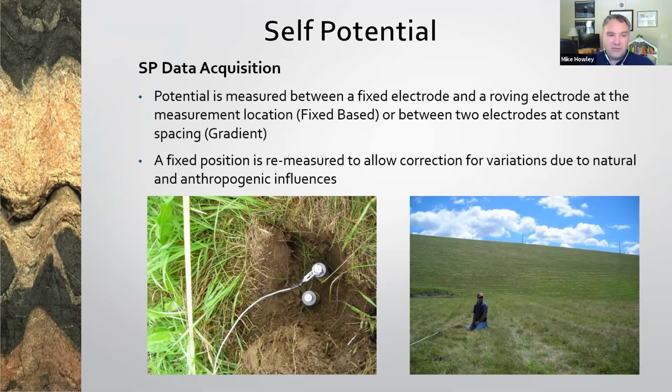There are two methods of conducting an SP survey. The potential is either measured between a fixed electrode and a roving electrode, called the fixed base method, or between two electrodes at constant spacing. This is the gradient method. A fixed position has to be remeasured to allow corrections for variations due to natural and anthropogenic influences.